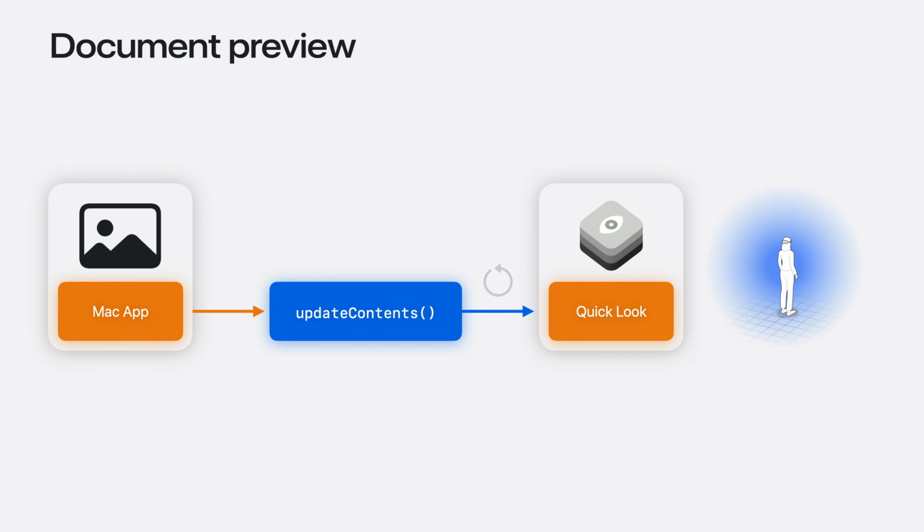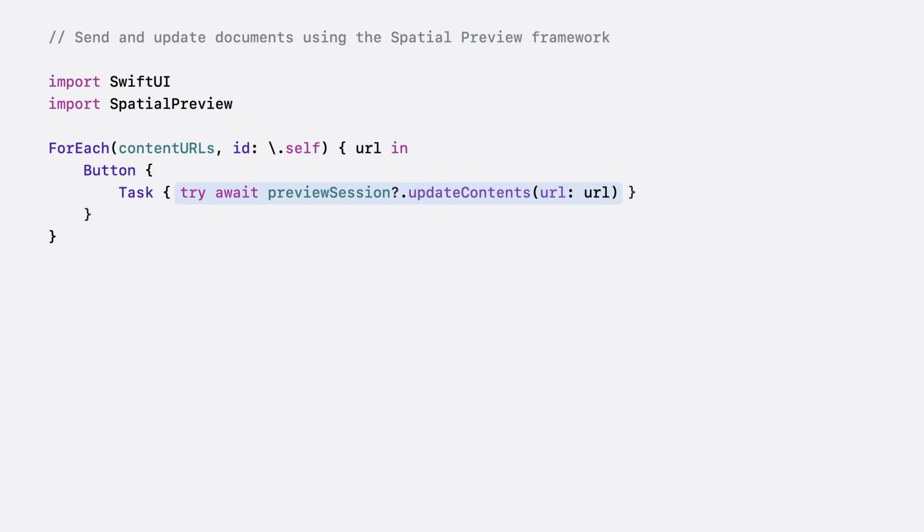When you call update contents, you're reusing the same scene that was launched when you started the session. If you make a new document preview session and call start, that will launch a new scene. So for the gallery view, I'm going to want to leverage update contents to ensure I reuse the same scene. In this view, I'll create a row of buttons for all the video frames in the gallery and make the buttons call update contents on the session to swap to a different file when selected.